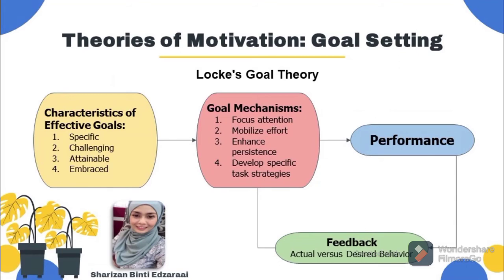Here are the characteristics of an effective goal. Number 1, the goal must be specific. Specific goals are generally more effective than general goals. Number 2, the goal must be challenging. The more challenged, the more motivation. Number 3, the goal must be attainable. Difficult but attainable goals are more effective than easy ones. And number 4, embrace. To be effective, goals must be embraced by the individual. Here are effective ways of increasing motivation and performance.